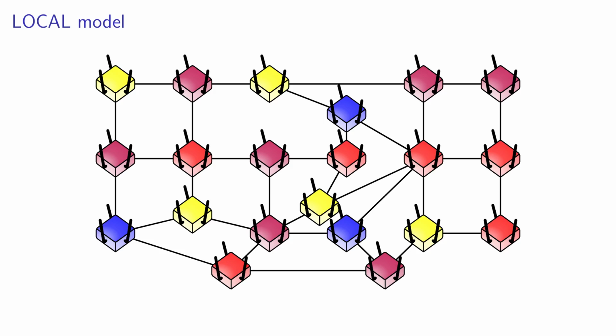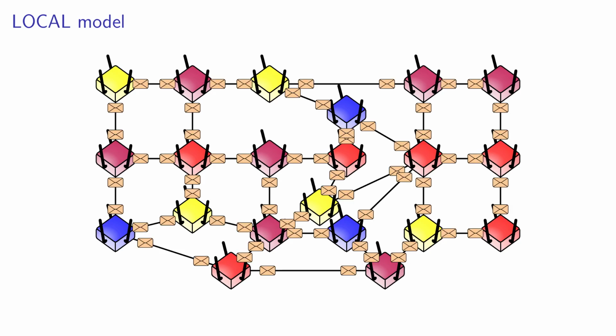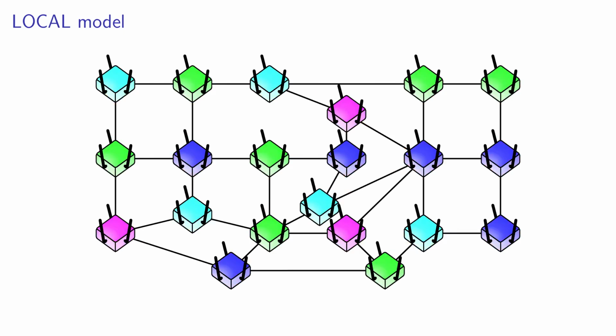And now we continue. Again, in the next round of computation, the computers prepare messages based on their current state, send them to their neighbors, and update their state. And this repeats and repeats until at some point the computers halt and announce their local output. So this is the classical local model of distributed computing.